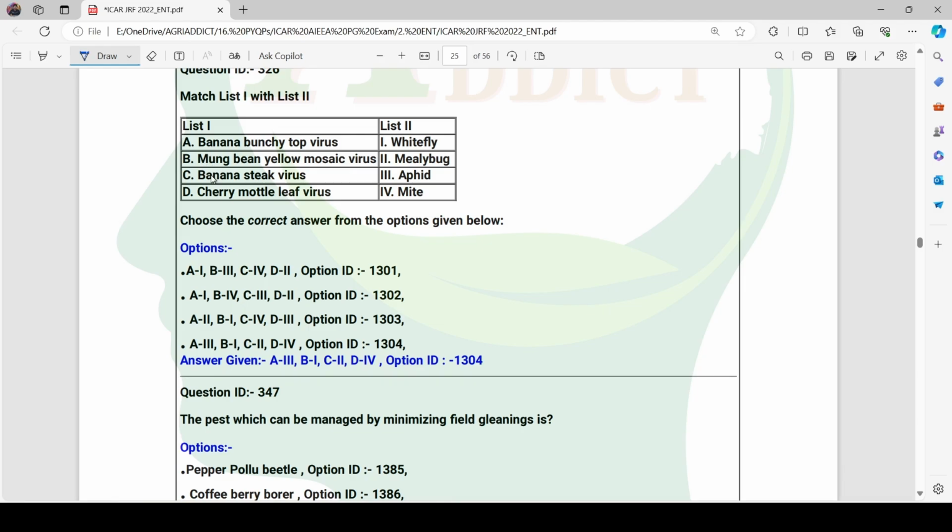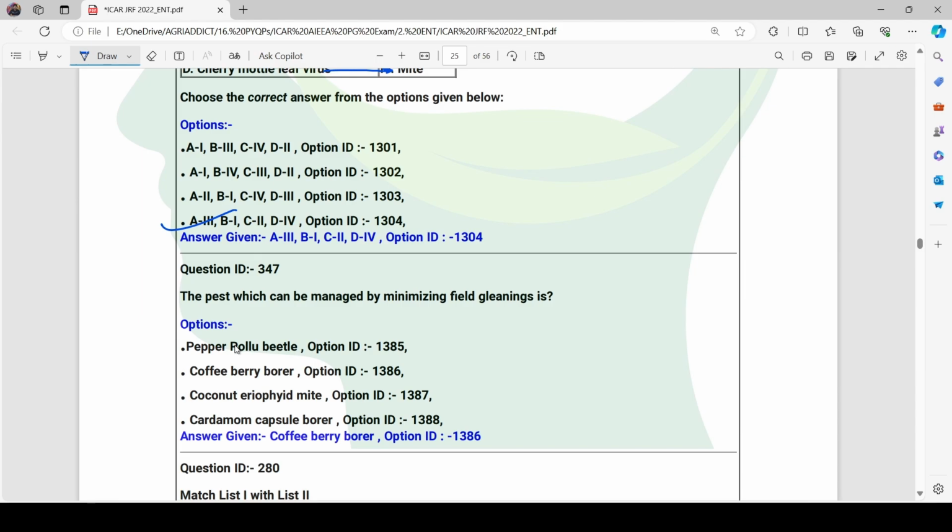Next question is match the following type. Banana bunchy top virus is transmitted by the aphid Pentalonia nigronervosa. Mung bean yellow mosaic virus is transmitted by whitefly Bemisia tabaci. Banana streak virus is transmitted by mealybug, very important. And cherry mottle leaf virus is transmitted by the cherry leaf mite. So option 4, that is A3, B1, C2, D4, is the correct answer.